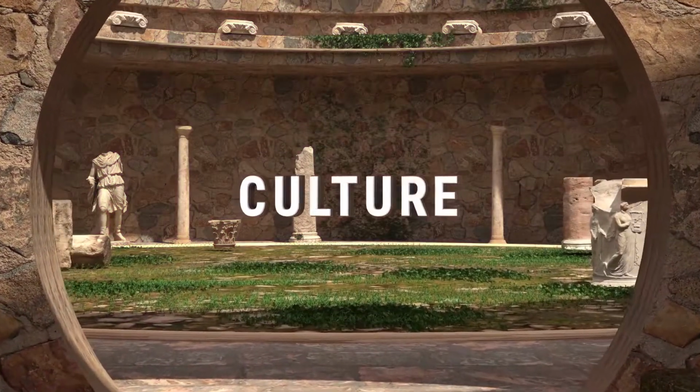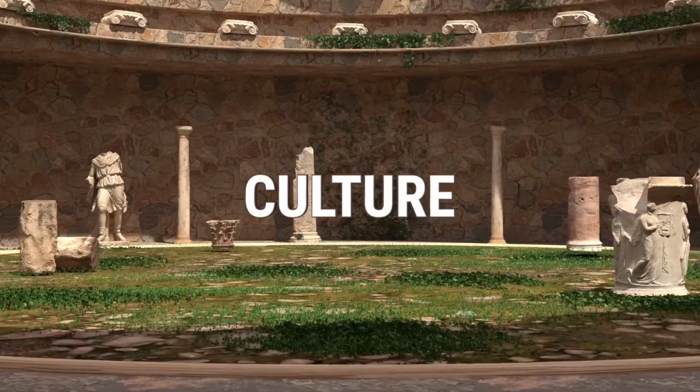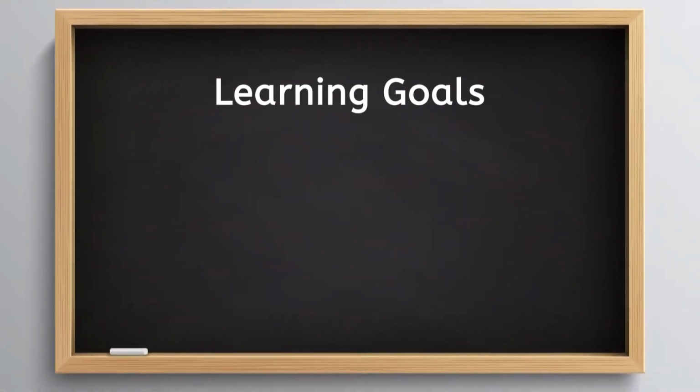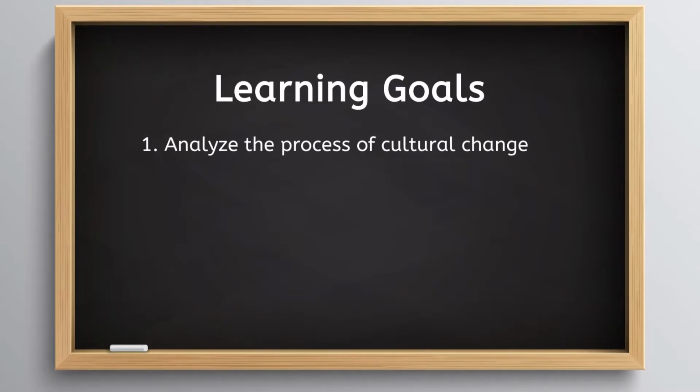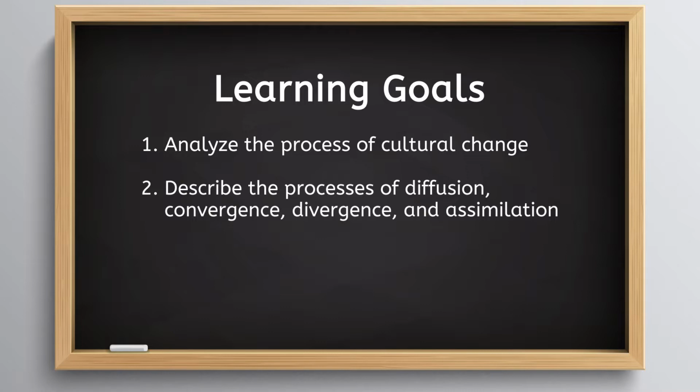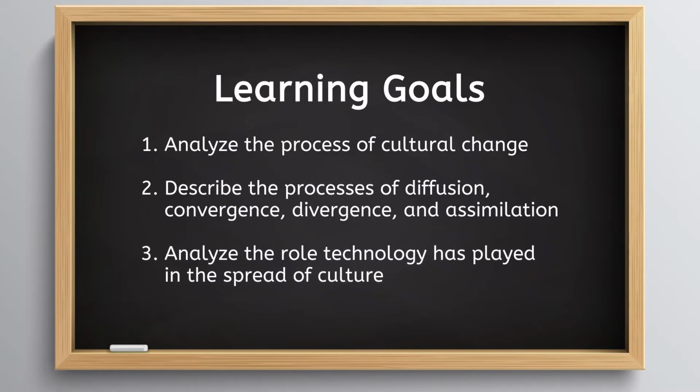Today, let's talk about when cultures meet up, split up, and the impact of those events. Our learning goals are to analyze the process of cultural change, describe the processes of diffusion, convergence, divergence, and assimilation, and analyze the role that technology has played in the spread of culture.